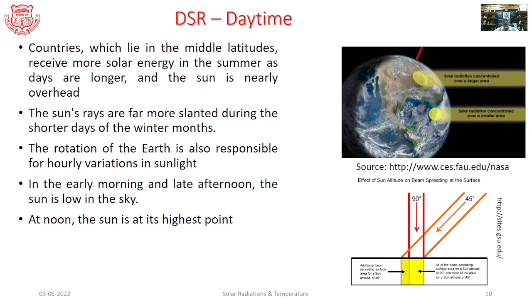The rotation of the earth is also responsible for hourly variations in the sunlight. In early morning and in the evening, the sun will be low in the sky and it will be causing lesser solar radiations reaching the earth's surface, as they are getting distributed over the larger area as compared to the noon when the sun is at the highest point.